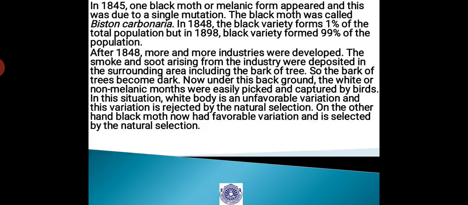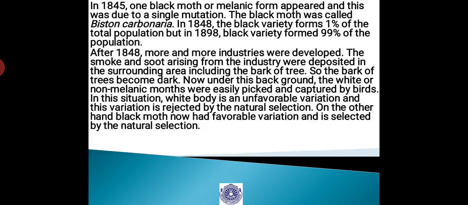However, in 1845, one black moth or melanic form appeared, and this was due to a single mutation. And this black moth was called Biston carbonaria. In 1848, the black variety formed 1% of the total population, but in 1898, the black variety formed 99% of the population and only 1% were Biston betularia.